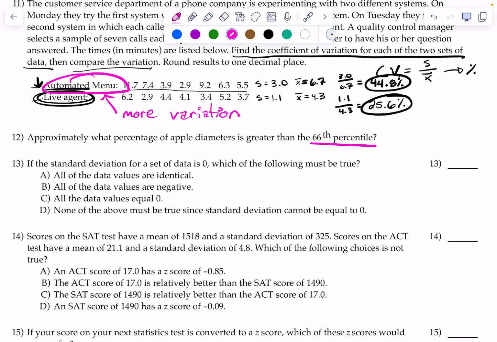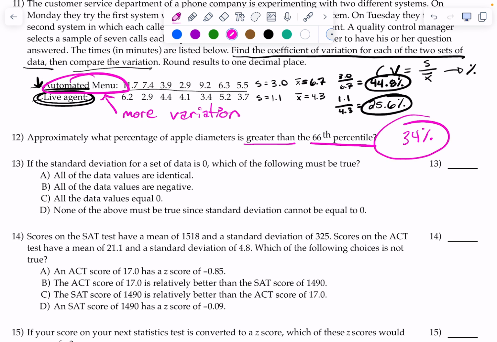What percent are above her? The rest? 97%. Approximately what percent of apple diameters are greater than the 66th percentile? If they're in the 66th percentile, that means 66% of people are below her, or 66% of apple diameters are less than that one, right? So that means only 34% of apples are bigger than that apple, right?